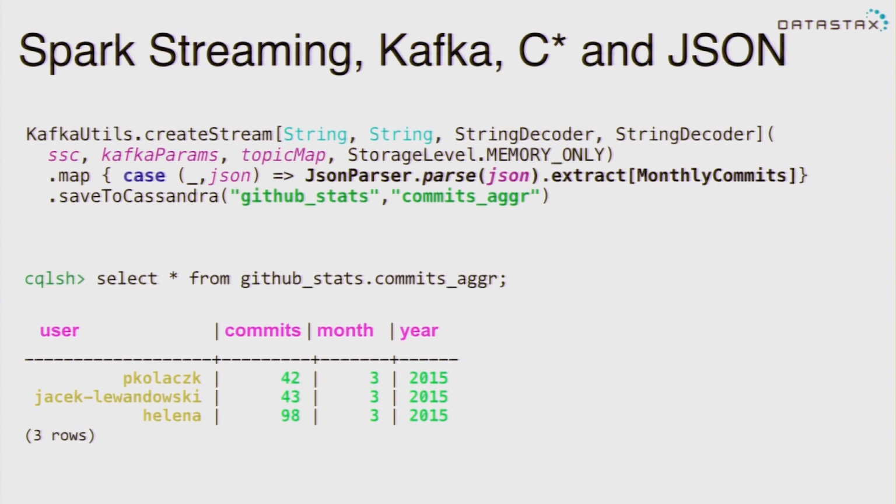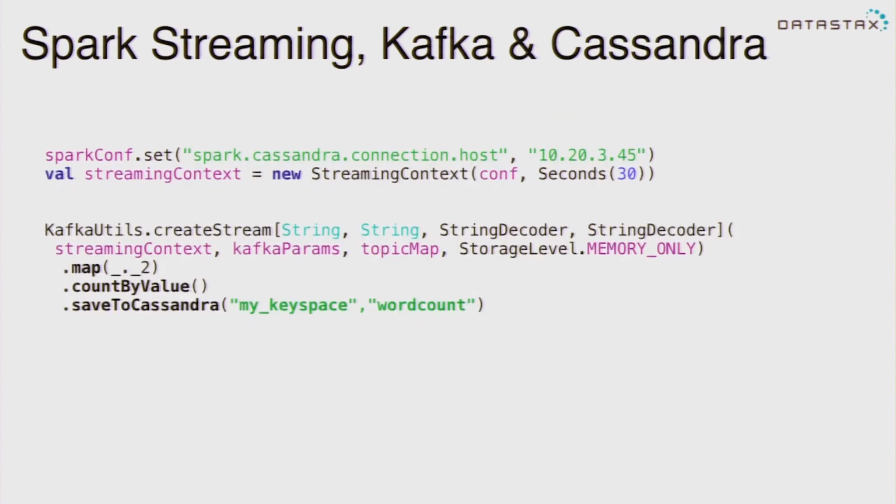I'm just saying, drop the key, just give me my JSON data, and then use a basic API to change that string of data into my actual type, monthly commits, my Scala case class. And then I want to save that data to Cassandra. So this is all happening in the Kafka stream asynchronously. Then in the SQL shell I can just select all from my keyspace, my table, and take a look at the data. Again, it's really concise, and the thing that's important about concise code is there's less testing and debugging. It's all just right there.